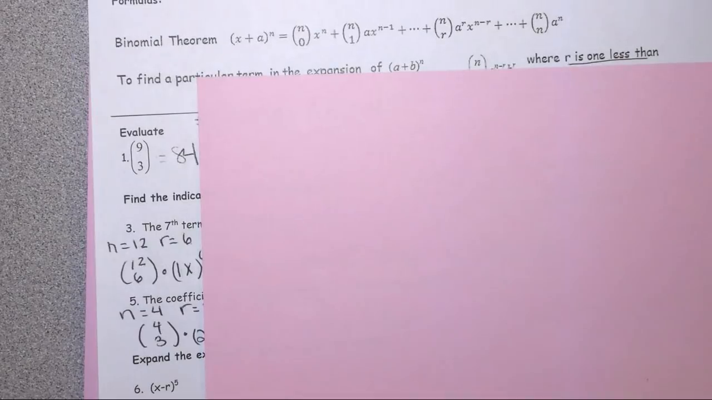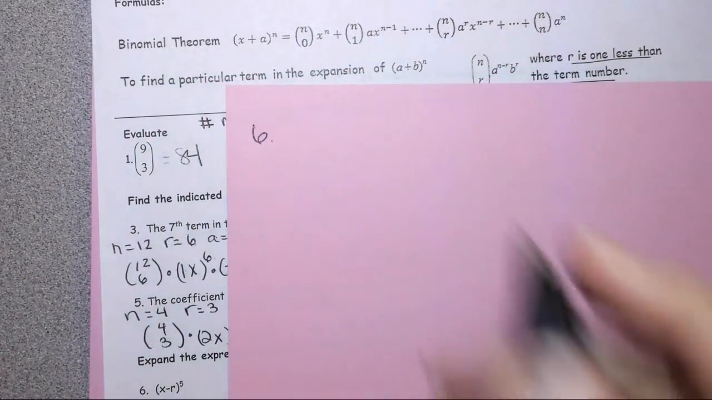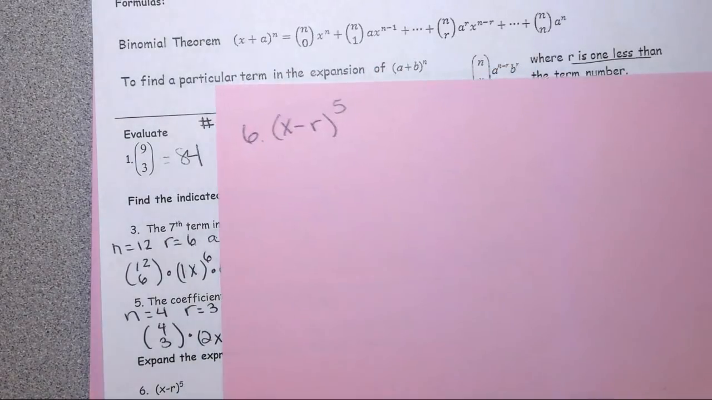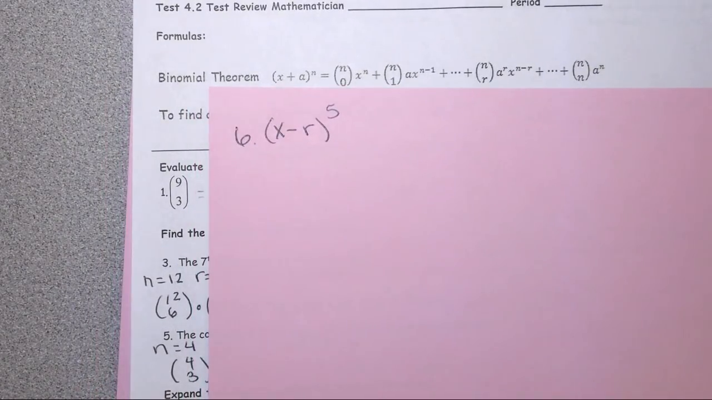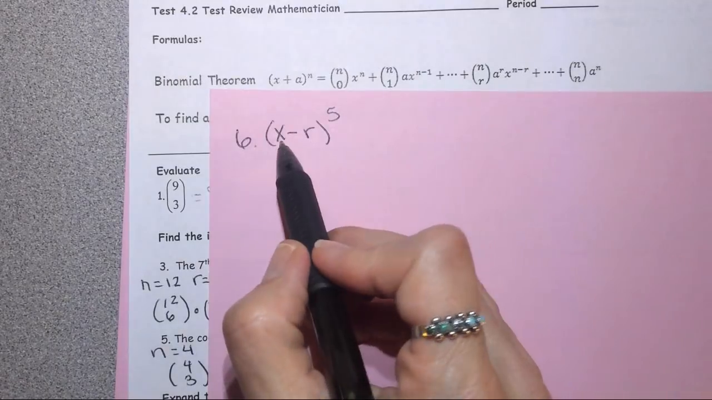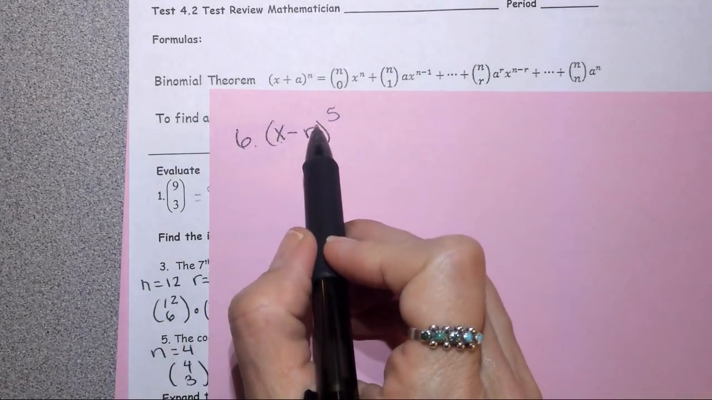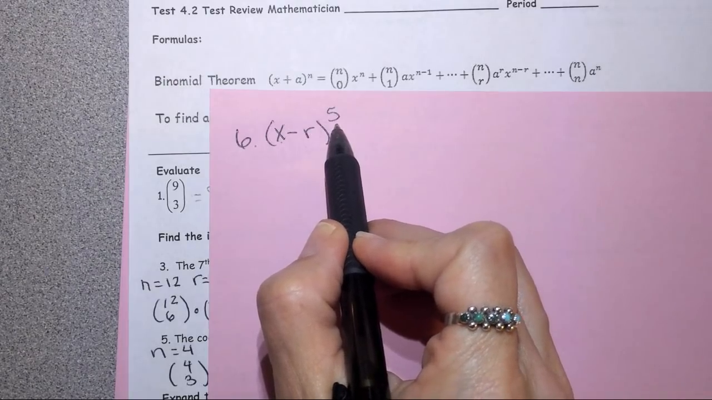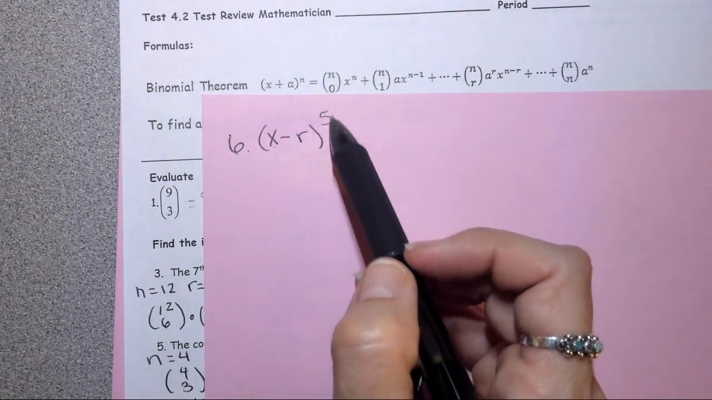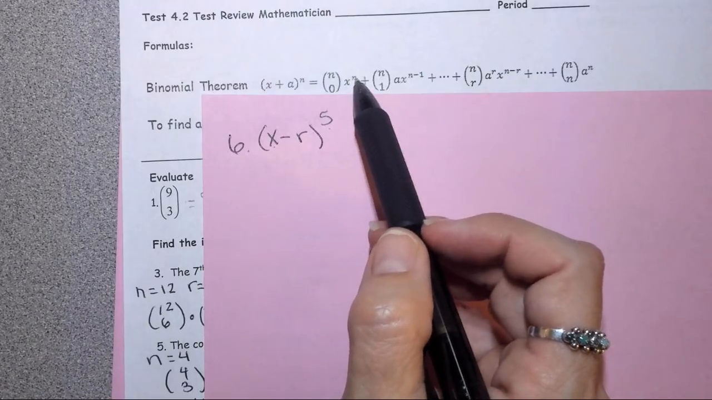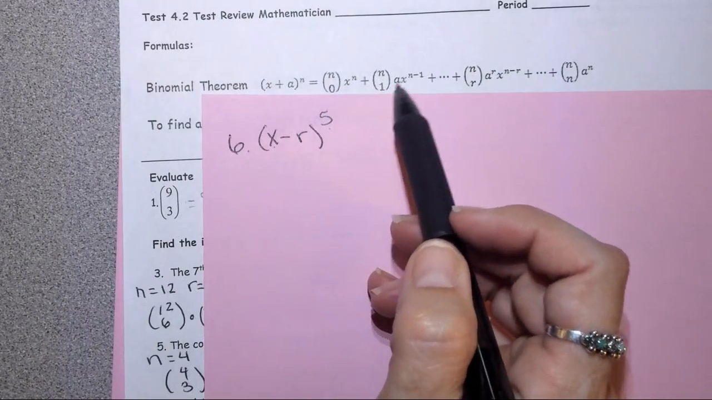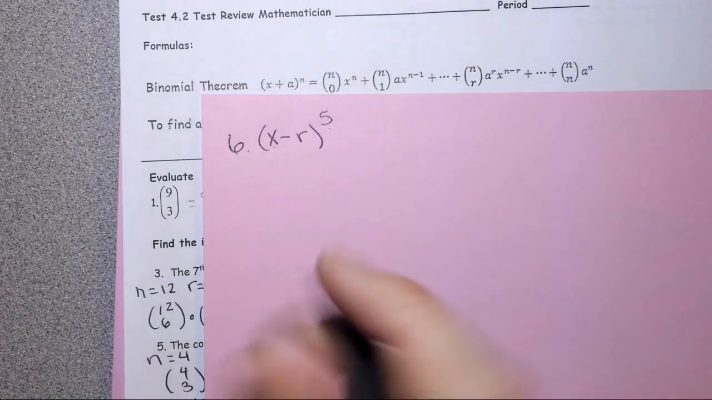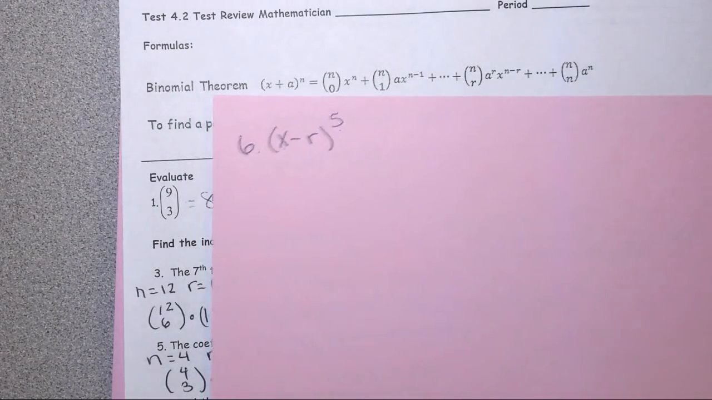So on number 6, they want me to expand x minus r to the 5th. And the formula at the top of the page tells me that my first term is called the x term, the second term is called my a term, and the power is n. And the pattern is going to be n choose 0 times x to the n, plus n choose 1, a to the first, x to the n minus 1. So when you do this, it's just a quick pattern.